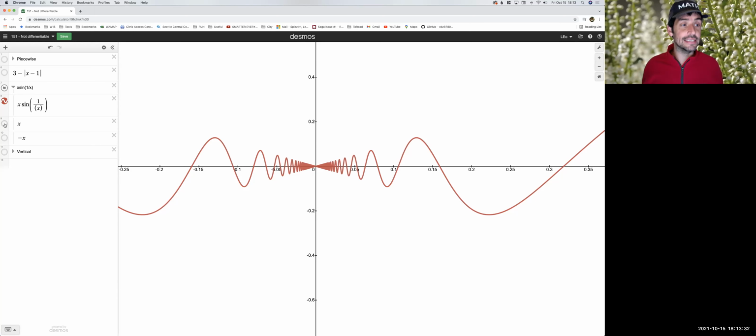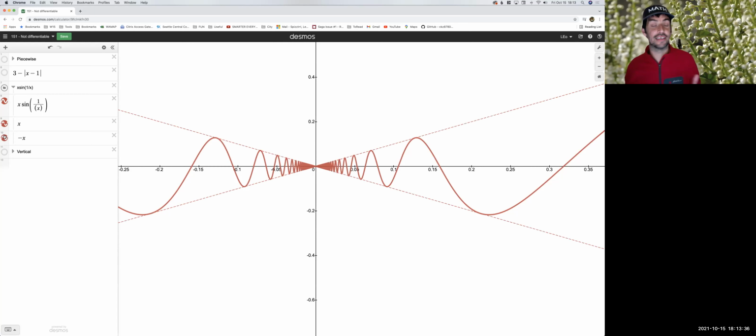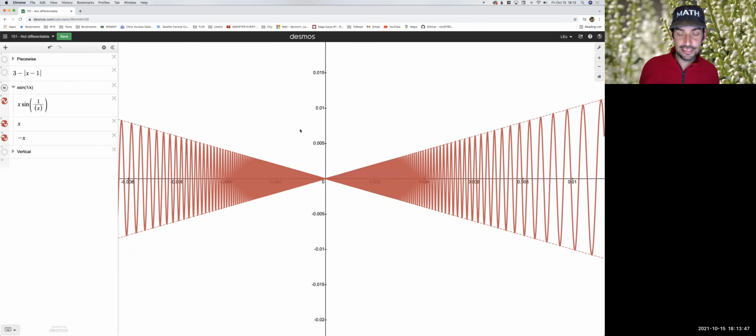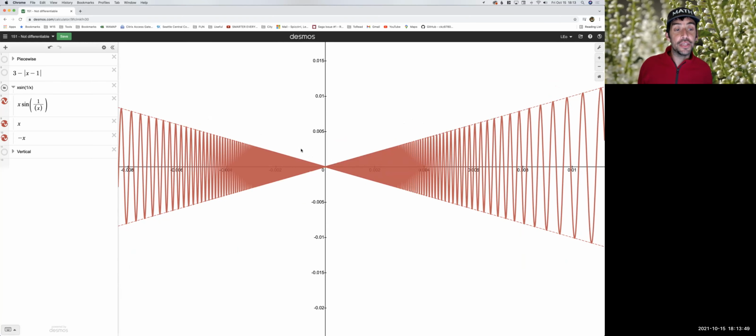It's always pinned because of that x out front between x and negative x, because sine is always pinned between 1 and -1. So there's the functions x and negative x, and this waving is pinned between them. But as we get closer, it never settles down. And in fact, it only gets worse. The waving only becomes worse.